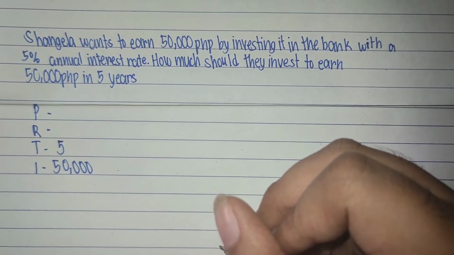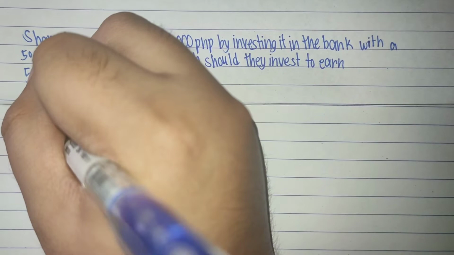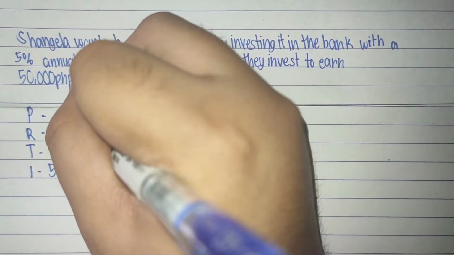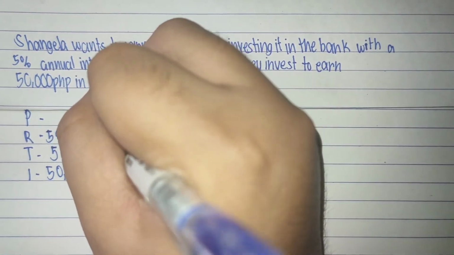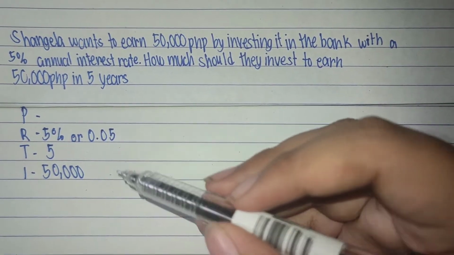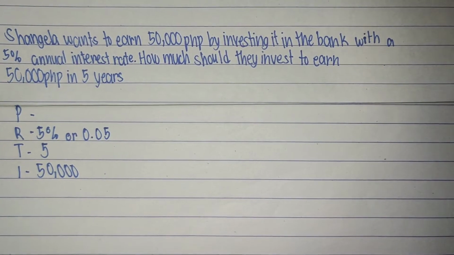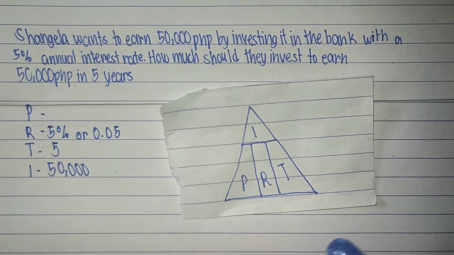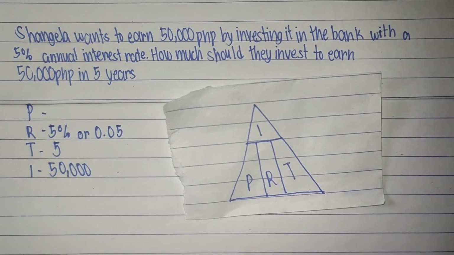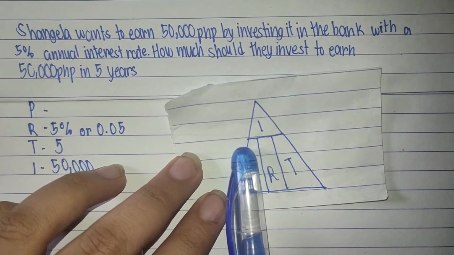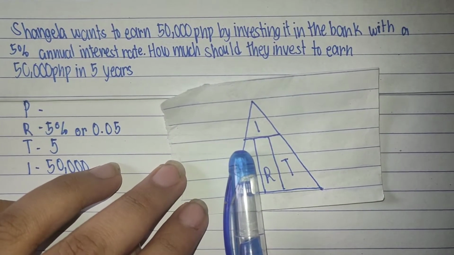Gagawin natin siyang 2-digit decimal. So, 0.05 na siya. So, katulad nung sinabi ko kanina, ito yung triangle. So, tatakpan natin kung ano yung hinahanap para makuha natin yung formula. So, takpan natin yung P. Ang natira na lang is I divided by R times T. So, yun na yung solution natin.